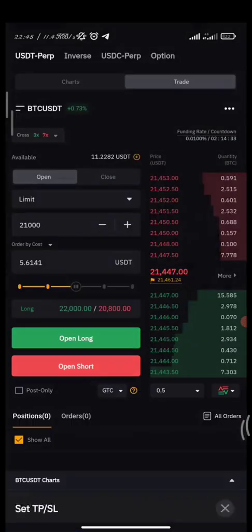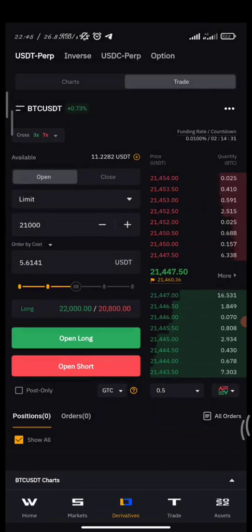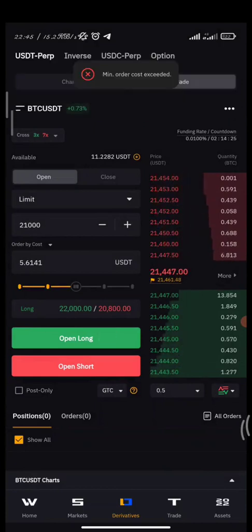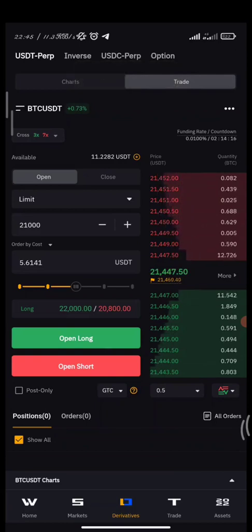I click confirm. I've already put it here, and I'm putting my limit here, which is 21,000. Then I can open long. I'm going to click on long. Was it minimum order exceeded? Well, what caused that? Let me drag my... okay, let's see. Let's use that.